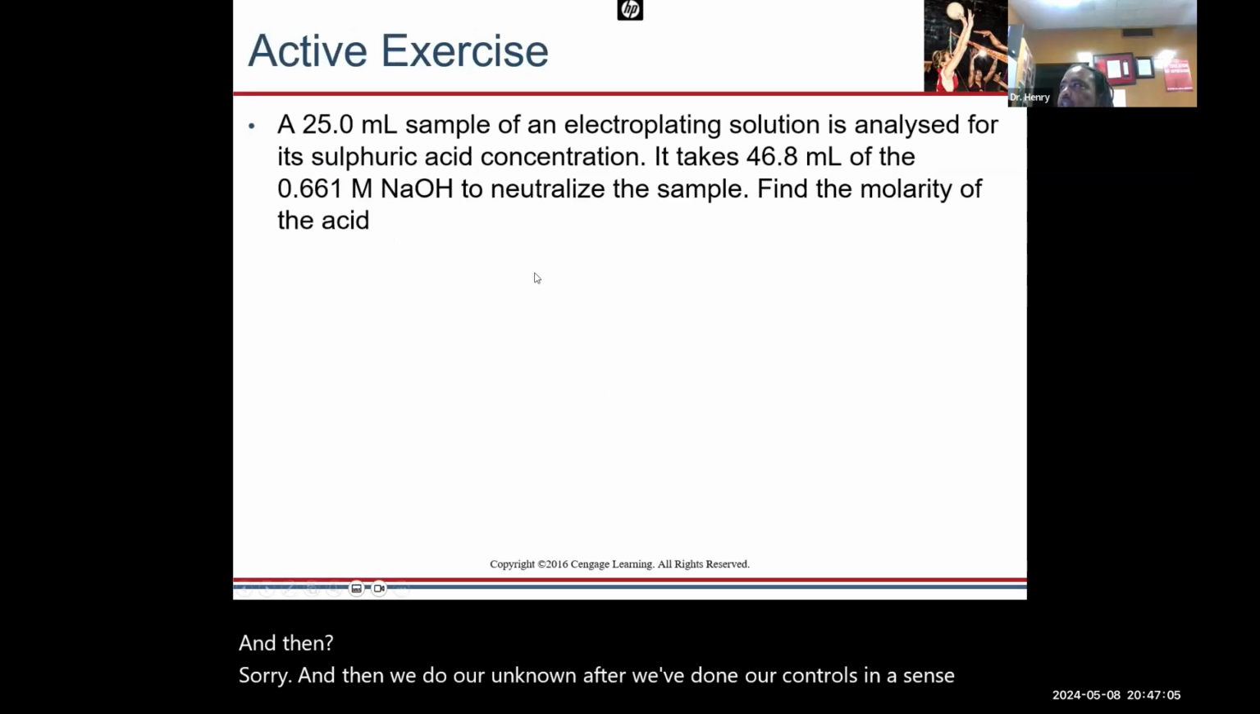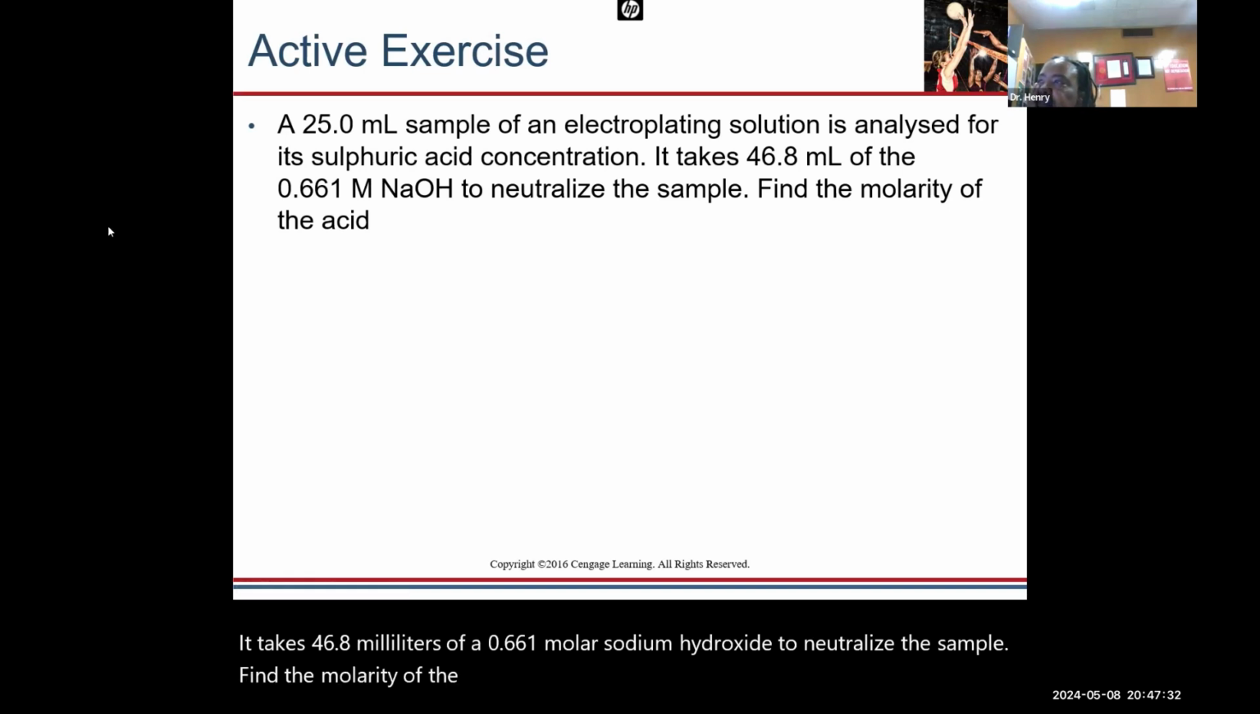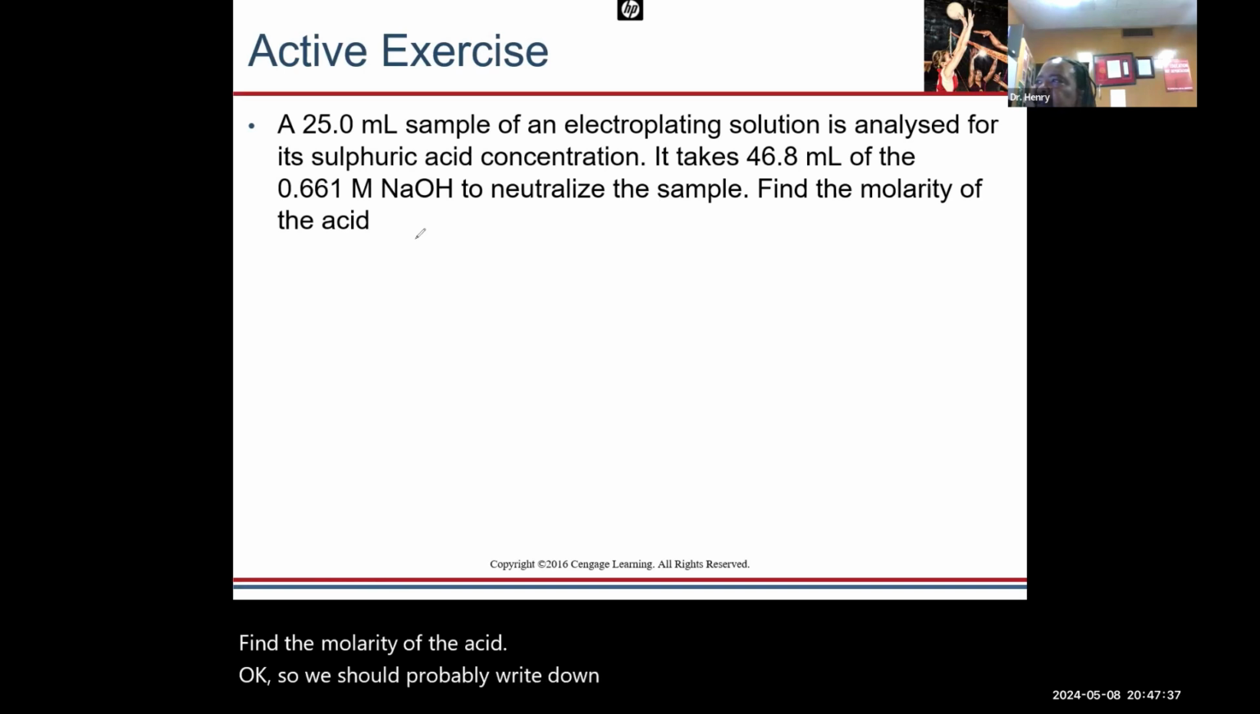Okay. So a 25.0 mL sample of electroplating solution is analyzed for its sulfuric acid concentration. It takes 46.8 milliliters of a 0.661 molar sodium hydroxide to neutralize the sample. Find the molarity of the acid. Okay, so we should probably write down a balanced chemical equation.